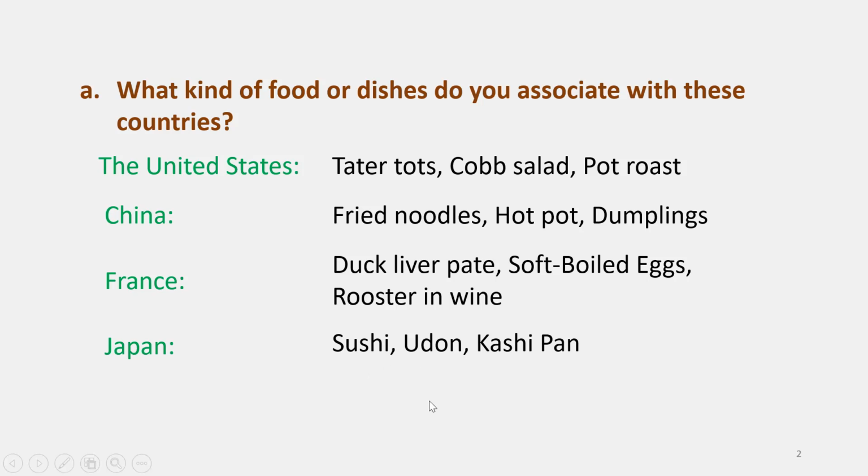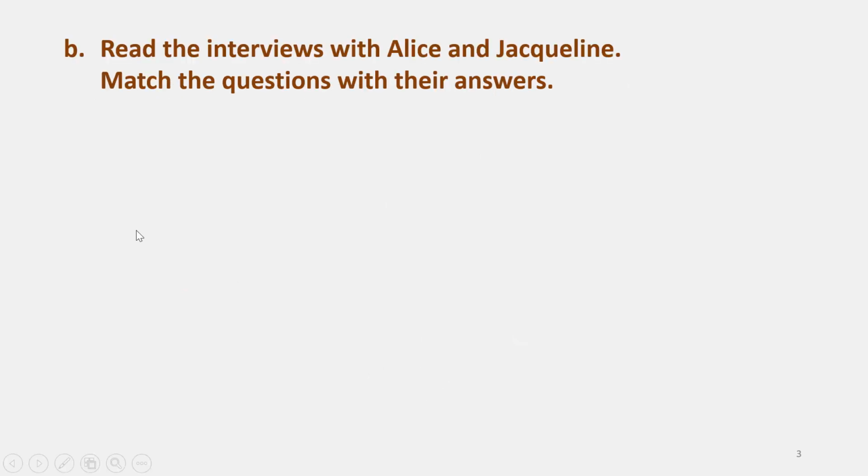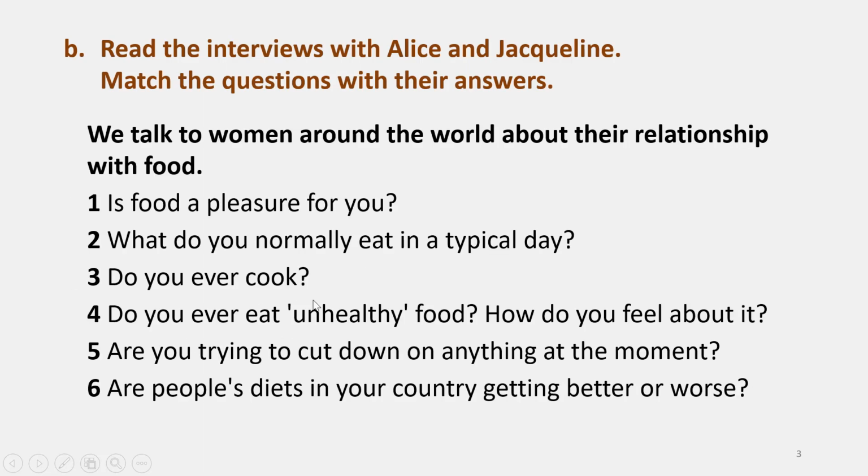Okay. And next, part B: read the interviews with Alice and Jacqueline. Match the questions with their answers. Okay, firstly, all of you need to read the interviews. And here, yeah, we have 6 questions, right? That the interviewer will ask Alice and Jacqueline. And we talk to women around the world about their relationship with food.